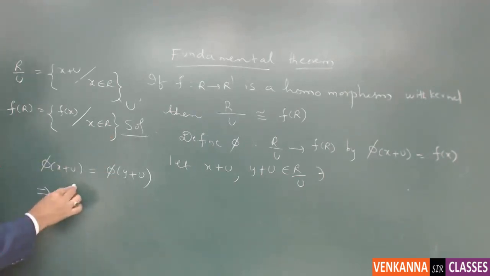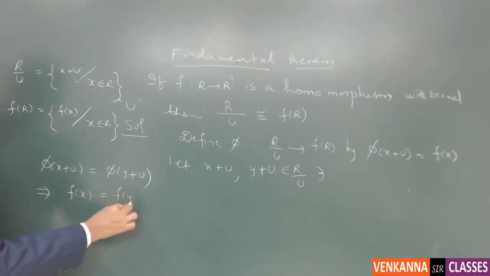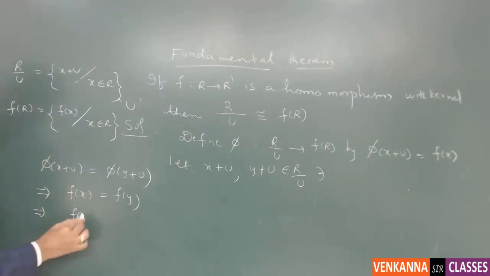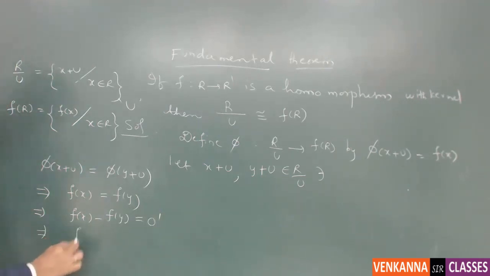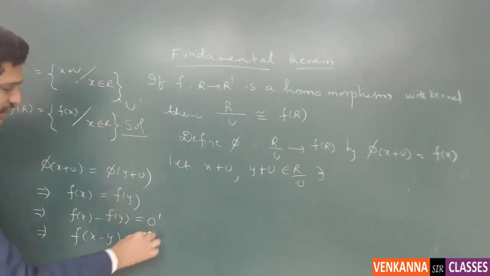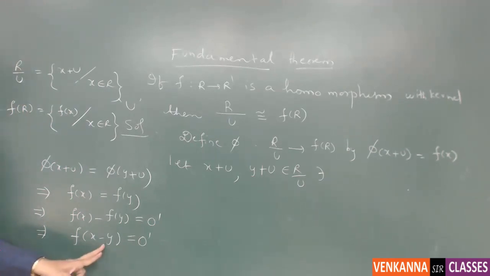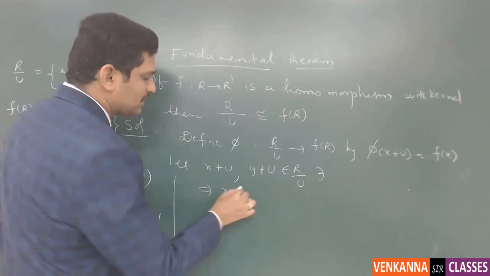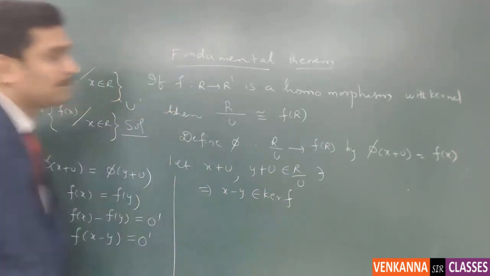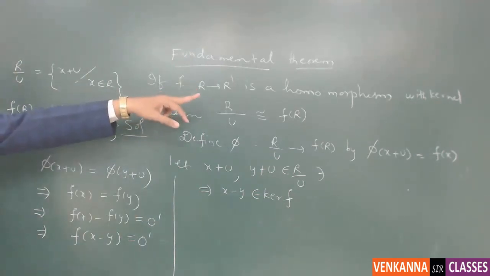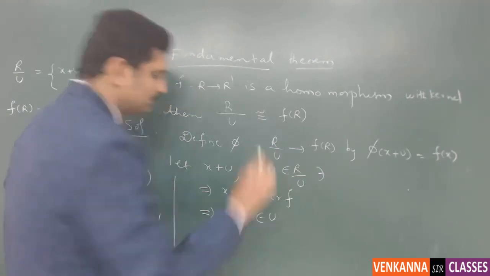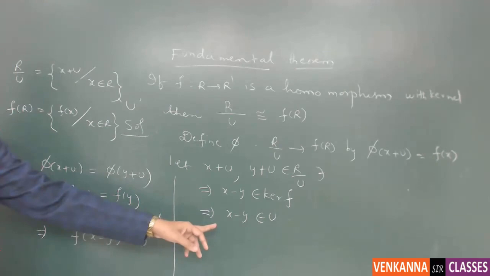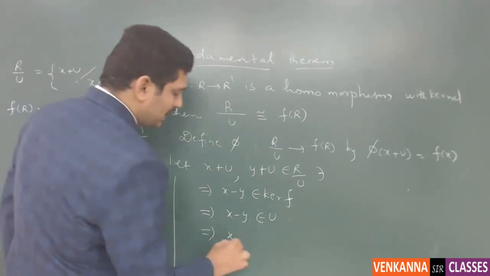By the definition of phi, f(x) is equal to f(y). Taking this to the left hand side, f(x) minus f(y) is equal to 0'. Since f is a homomorphism, you can write it as f(x minus y) equal to 0'. So x minus y is an element to which you have applied f, and the result is 0. Therefore, by the definition of the kernel, x minus y belongs to kernel f. In the problem, he has given the kernel the name U. So x minus y belongs to U. Immediately from this result, using a coset property we have discussed, we can write that x + U is equal to y + U.